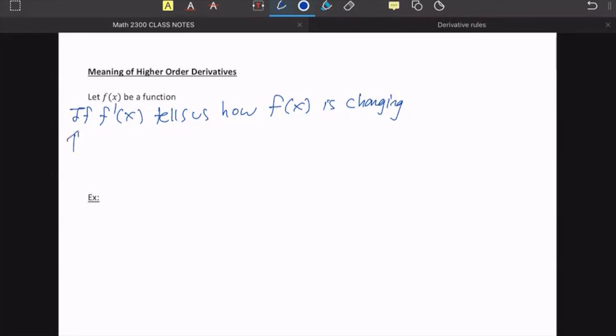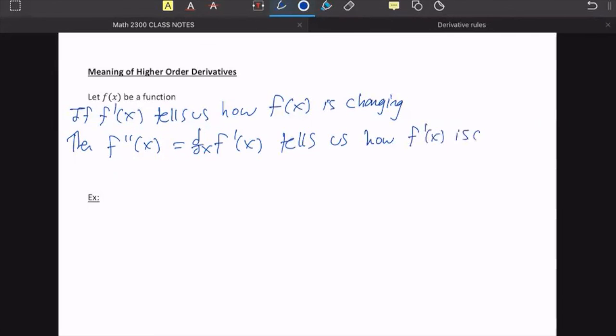That means the second derivative, which we obtained by differentiating the first derivative, right? What I'm trying to say here is the relationship between the first and second derivative is the same as the first derivative and the function, right? So what I'm writing right here, the second derivative tells us how the first derivative is changing.